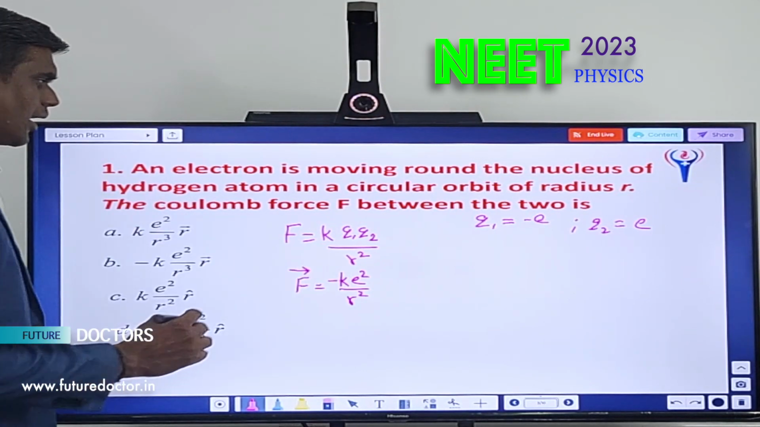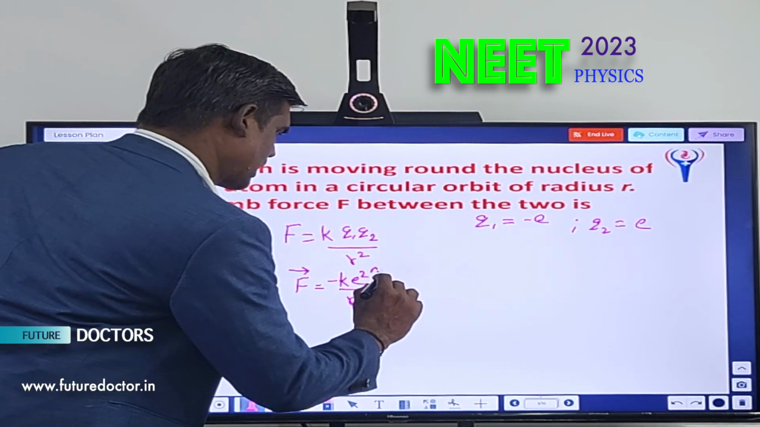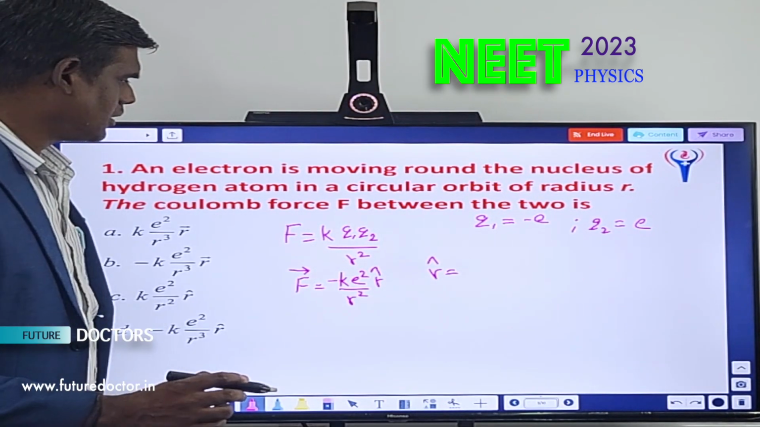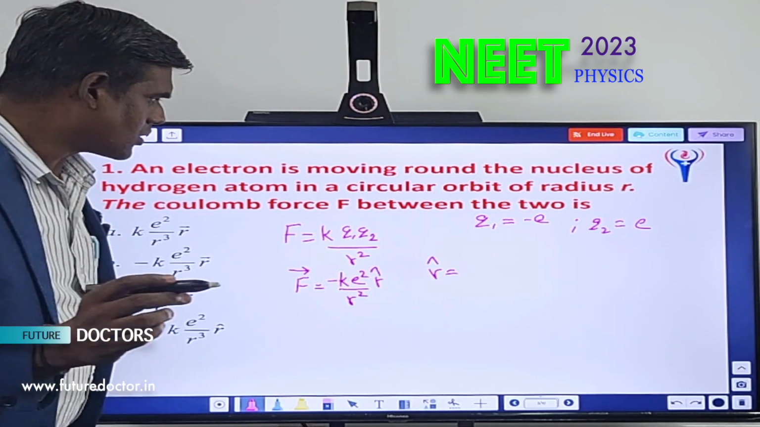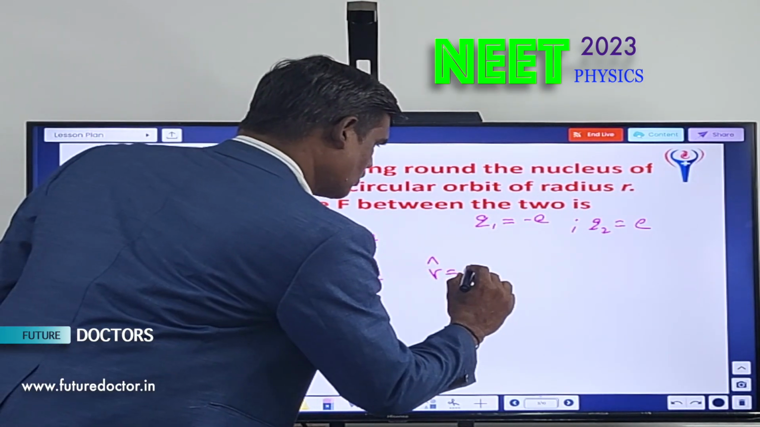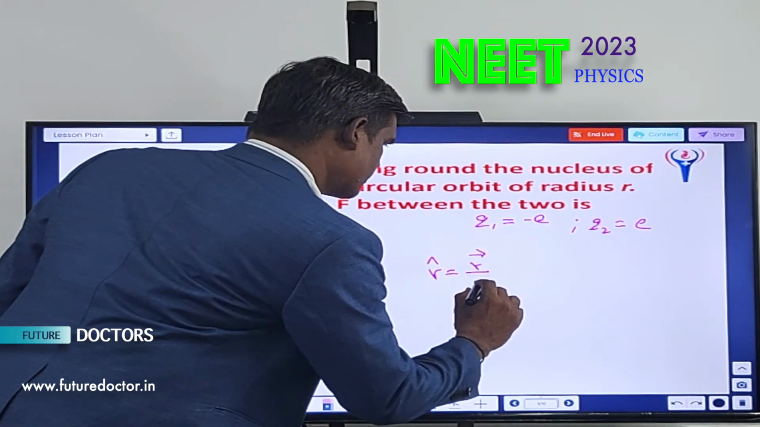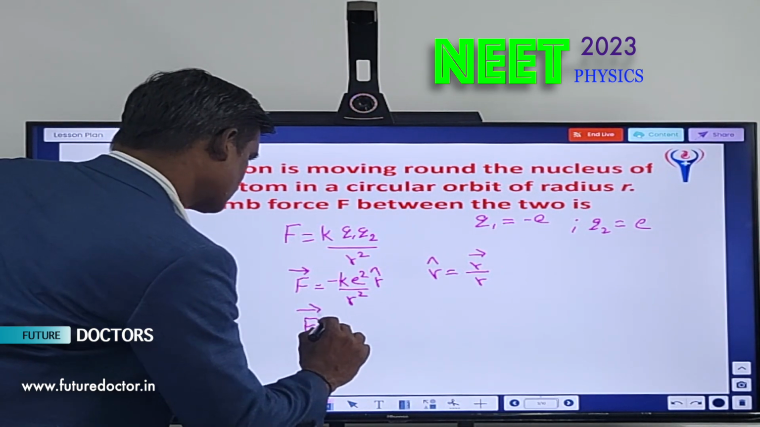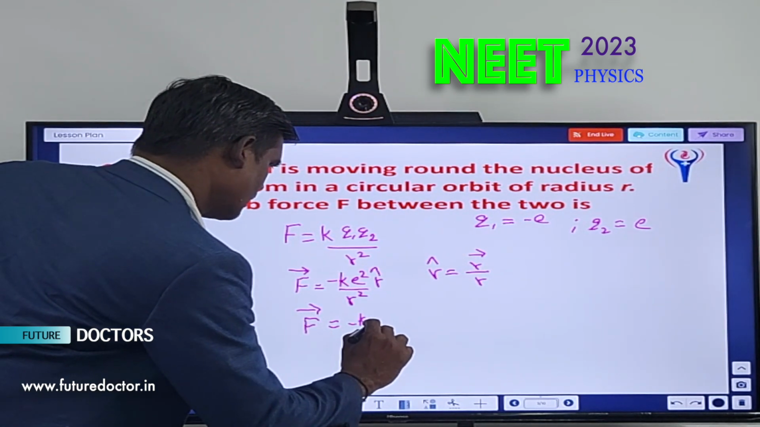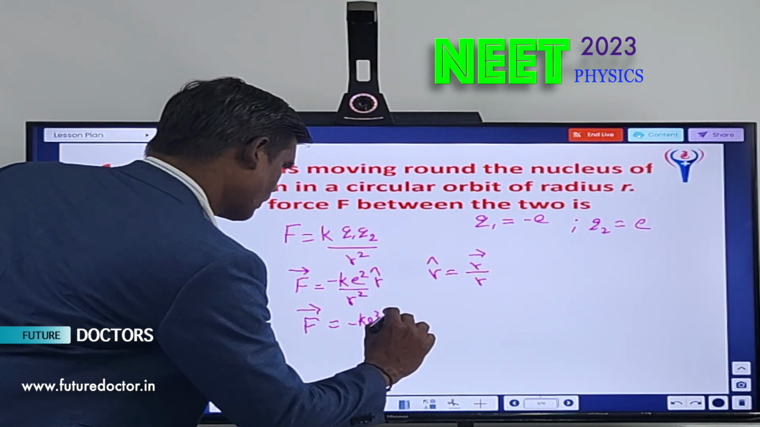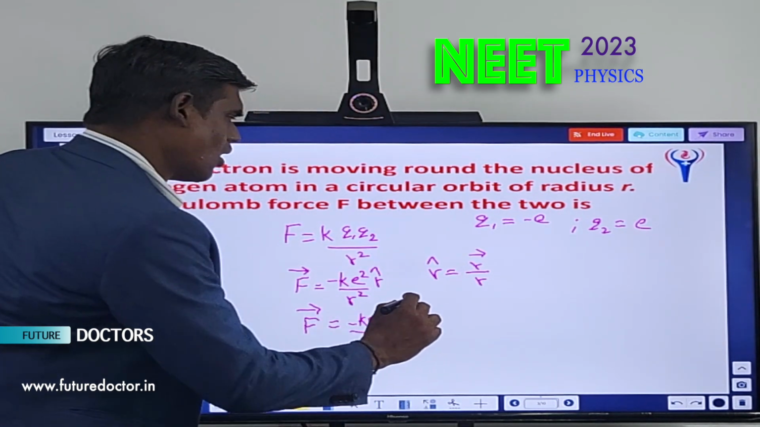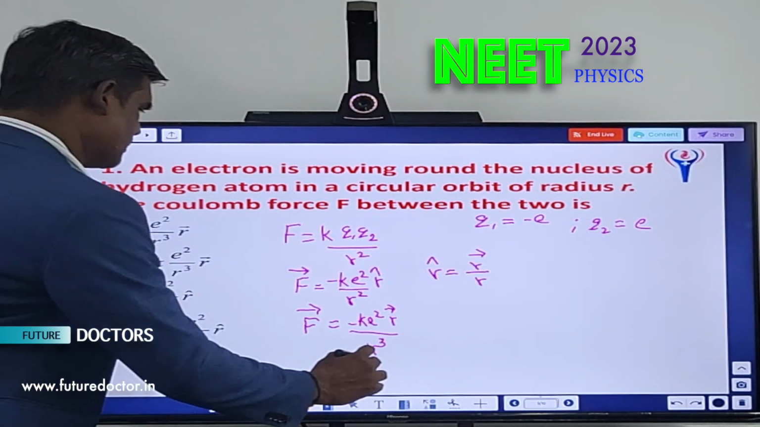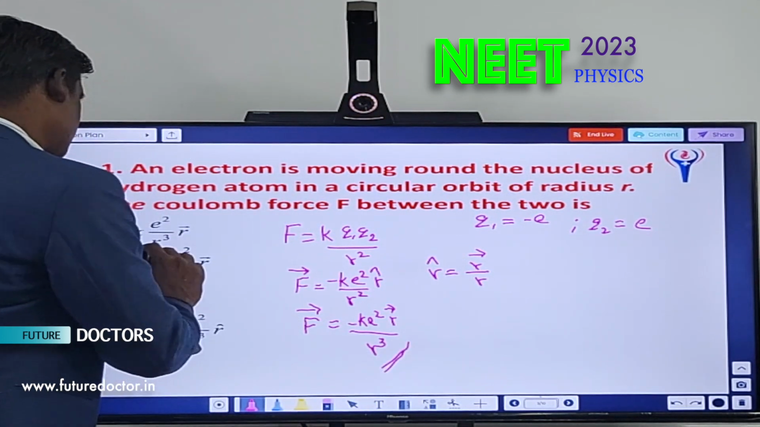Okay. And introduce unit vector as r cap. And we know unit vector r cap equal to, what is the formula for unit vector? That is r cap equal to vector divided by its magnitude. So r vector divided by its own magnitude. Then if you substitute this here, then F equal to minus K E square r vector divided by r square into r cube. Which option? Option B. Option B is the correct answer.